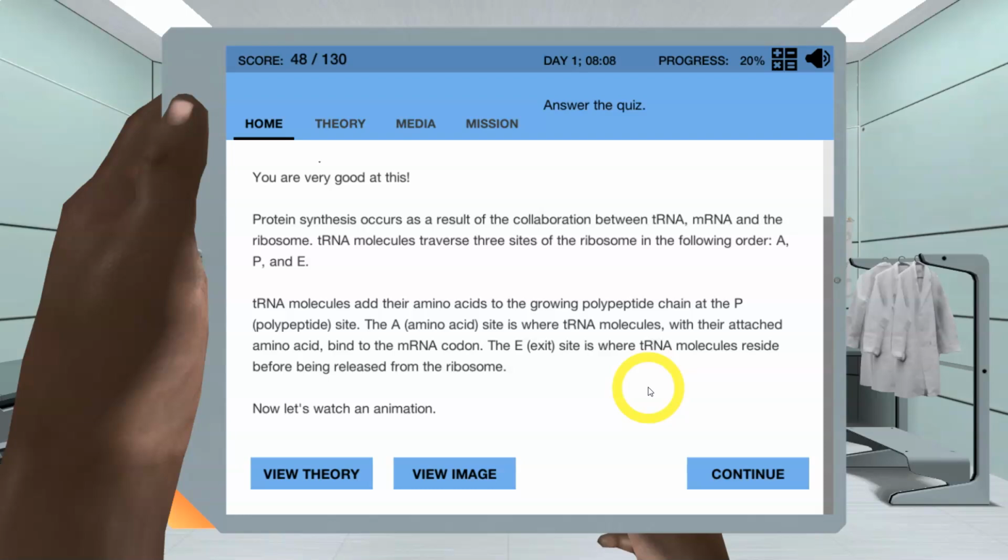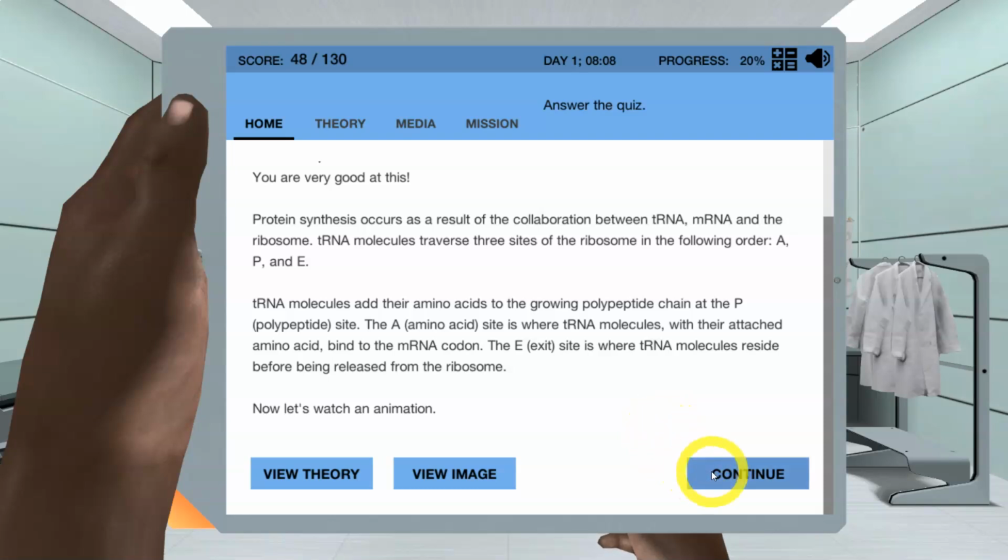Protein synthesis occurs as a result of the collaboration between tRNA, mRNA and the ribosome. tRNA molecules traverse 3 sites of the ribosome in the following order: A, P, and E. tRNA molecules add their amino acids to the growing polypeptide chain at the P site. The A site is where tRNA molecules, with their attached amino acid, bind to the mRNA codon. The E site is where tRNA molecules reside before being released from the ribosome.